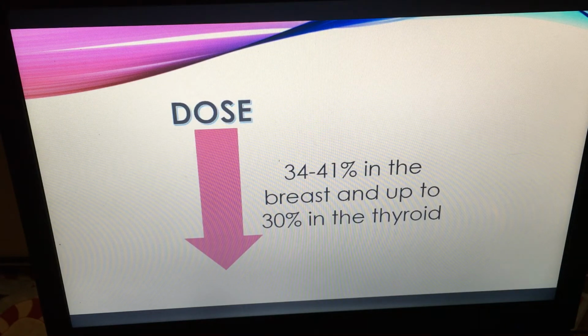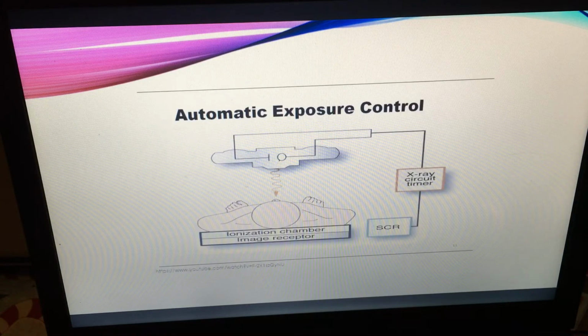Bismuth shields have the capability to be very effective in reducing patient dose in other areas besides the eyes as well. In one study, it showed a dose reduction of 34 to 41% in the breast and up to 30% in the thyroid. Despite these results, many still advise against the use of bismuth shielding during CT imaging.